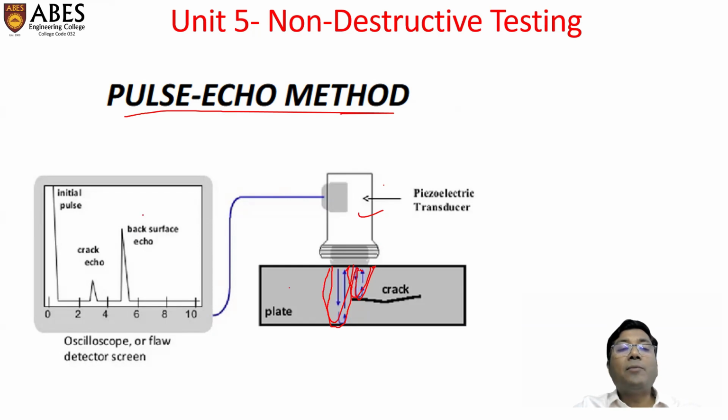In the typical setup, on the display screen, the flaw detector screen or the oscilloscope, the crack echo would be obtained. This echo would be for this crack, available here.